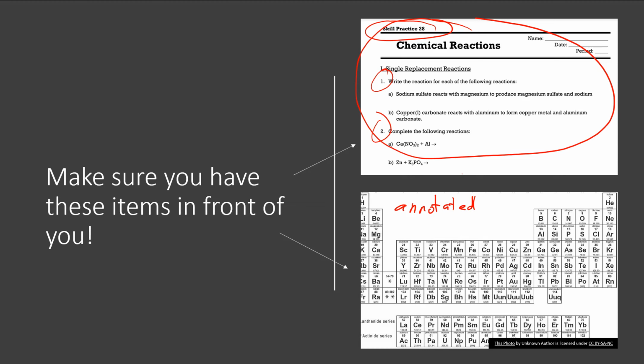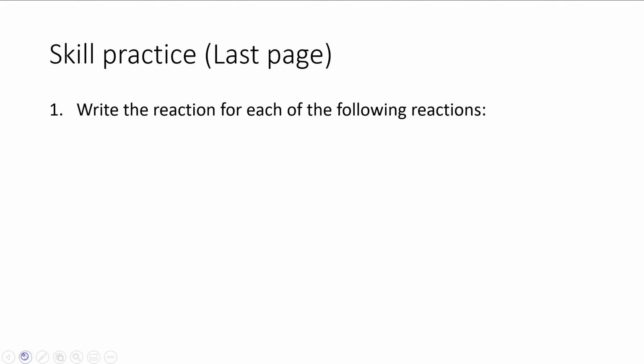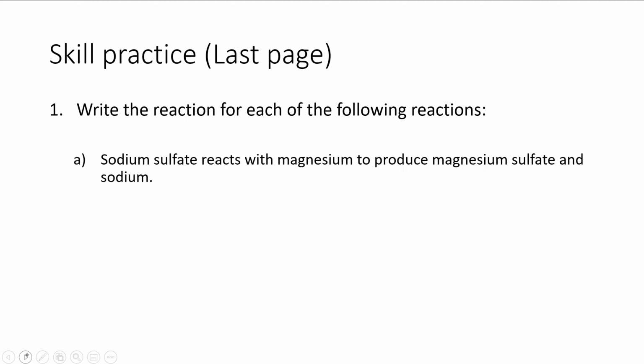All right. Now, moving forward, like I said, we're going to focus on skill practice, last page, with numbers 1 and 2. So for number 1, we're going to write a reaction from words. In this case, we have sodium sulfate reacts with magnesium. So these are my reactants. My products, so this is a reactant, magnesium sulfate, product, and sodium is my product.